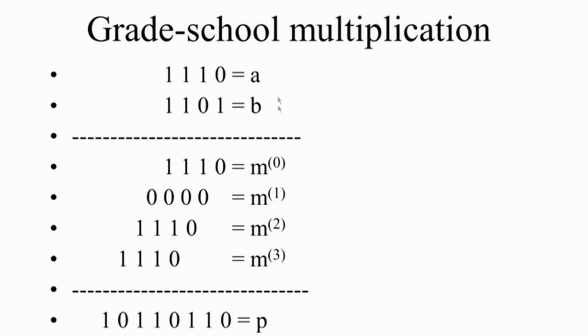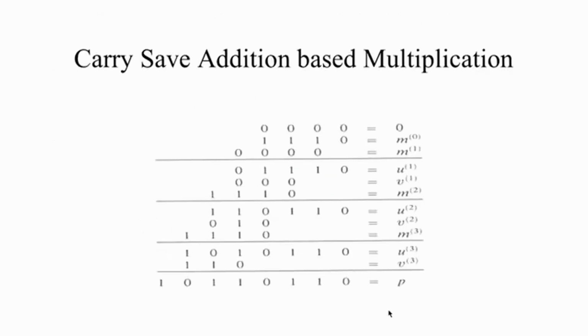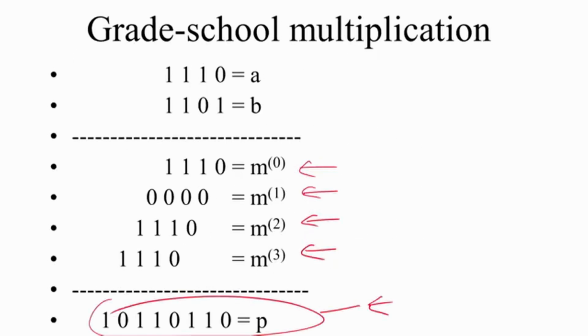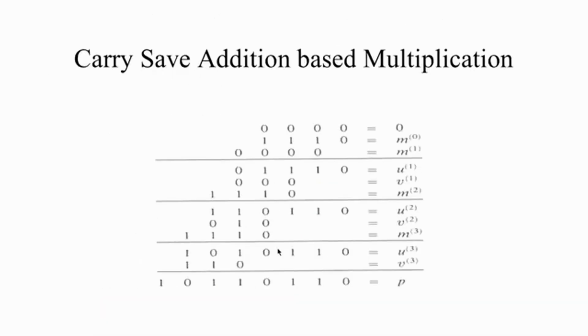Wallace is the name of the scientist, but why tree we will see very quickly. Okay, this is the same thing that I worked out, 1110 with 1101. This is what we need to add. And please note that we have generated 4 partial products, M0, M1, M2, M3. We add these 4 partial products to give me the final answer. So how can we go and do this? First I have M0, M1, M2, M3. We can do it as follows, right? We just add M0, M1. So this is a very naive way of doing it. We first add M0, M1 and 0, right? We get U1 and V1.